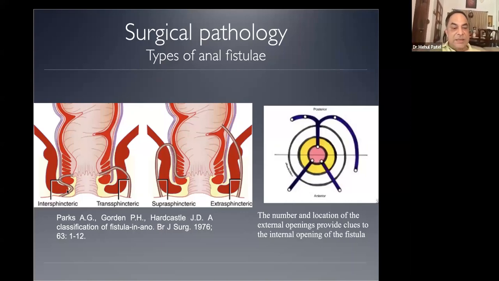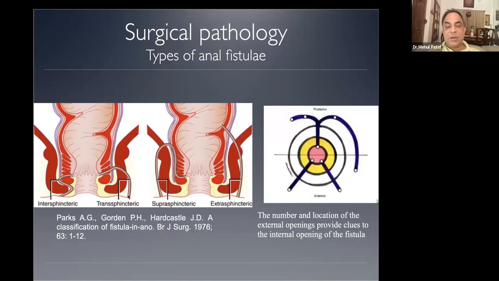So the first one is the intersphincteric fistula. The external opening is close to the natal cleft. Then it will go between the internal and external sphincter and open into the dentate line. The least complex fistula, these are usually treated by just laying it open. There is no need to do a colostomy or to decompress the colon. These are the simple fistulas, right?